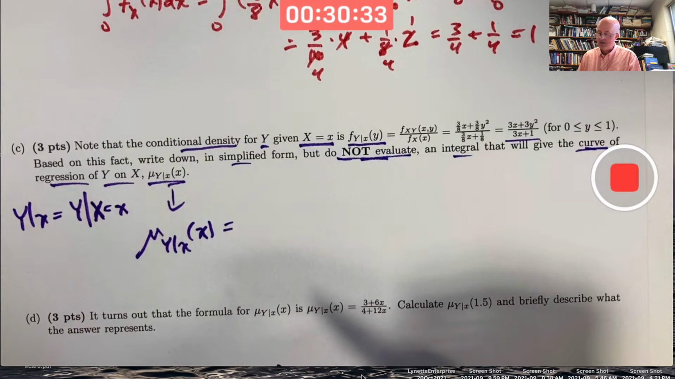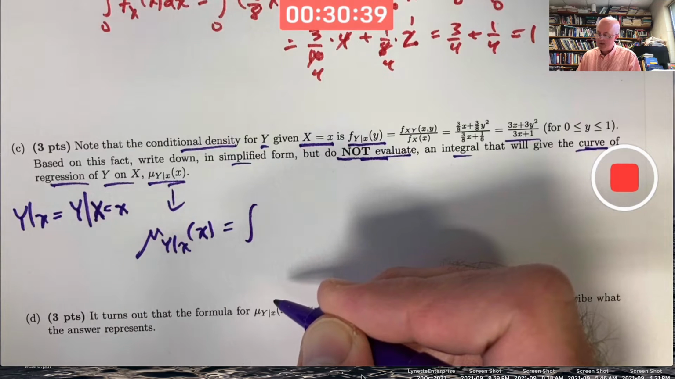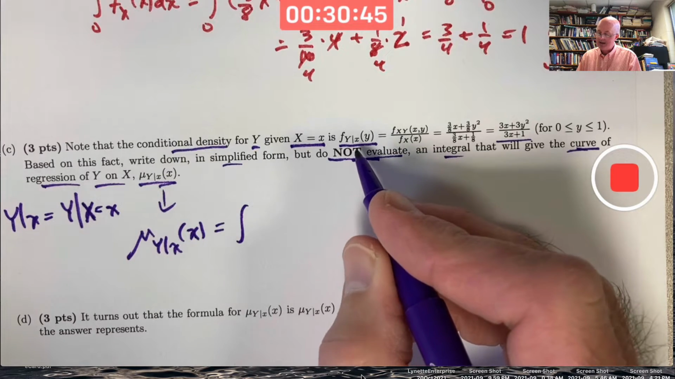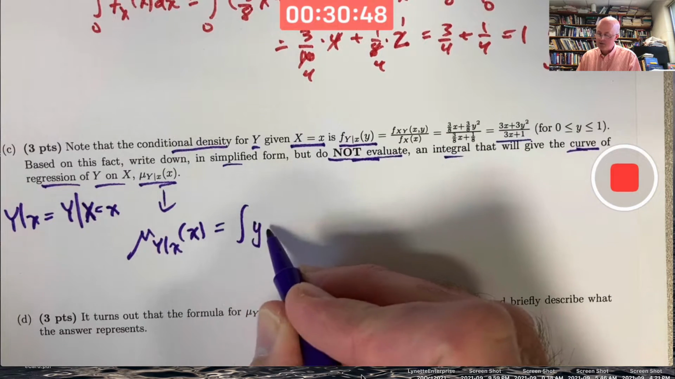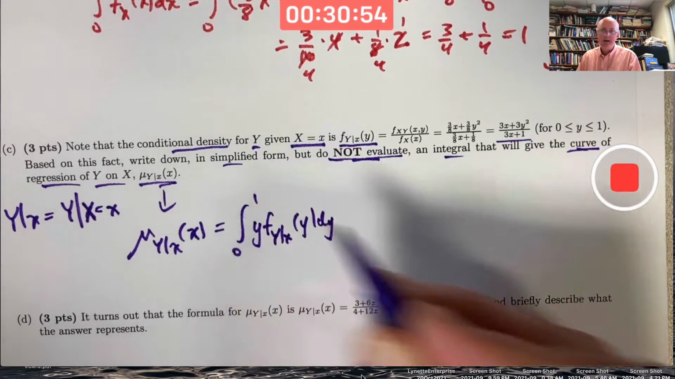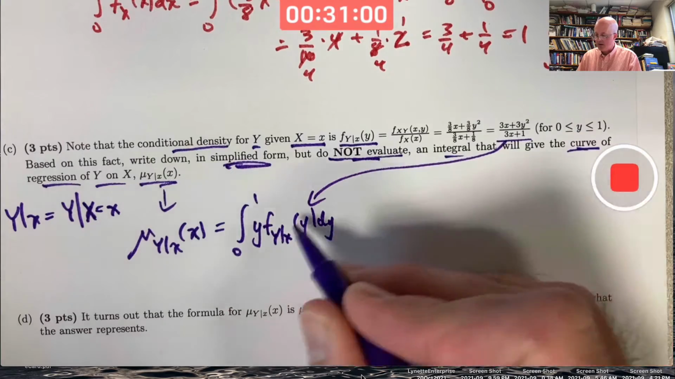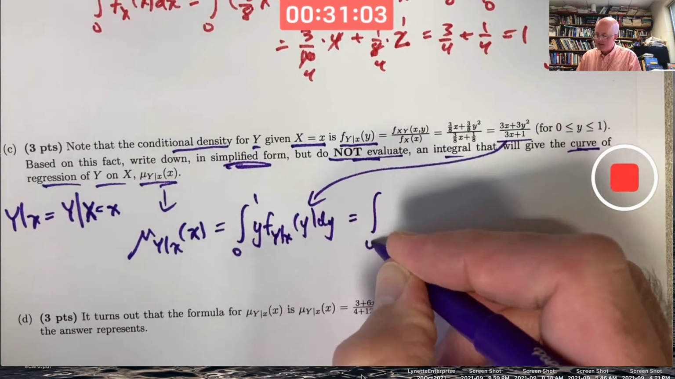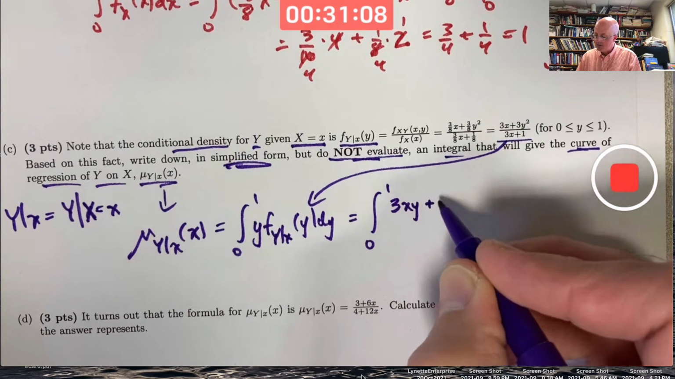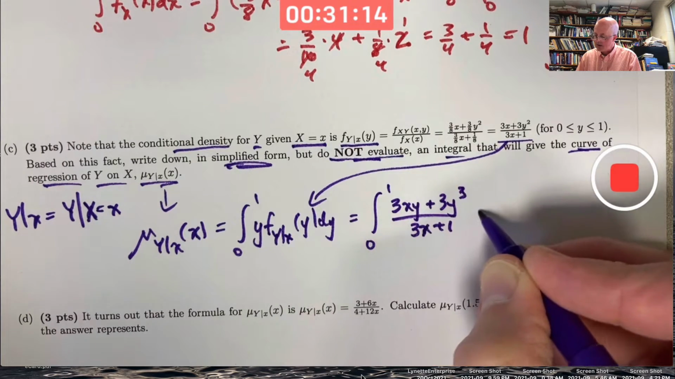Wow, kind of confusing. But it is a mean of a y, so it really is an integral with respect to y. It's a mean, so it's an expected value of y, you've got to integrate not just this function, but y times that function, with respect to y, as y goes from 0 to 1. I did say simplified. Go ahead and plug in the formula for little f and distribute the y through the numerator. Here you'll get a numerator of 3xy plus 3y cubed. And the bottom is going to stay the same, 3x plus 1. You're integrating this with respect to y.